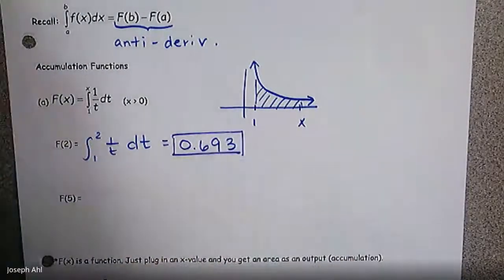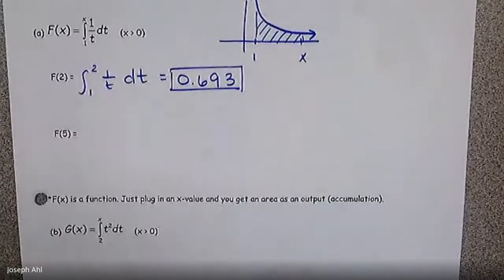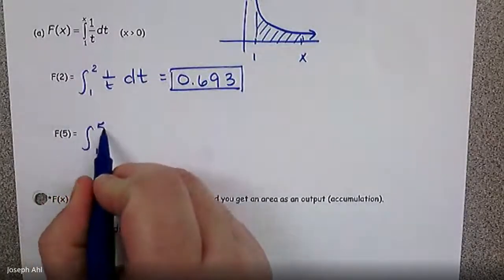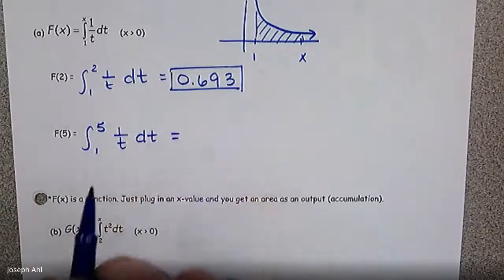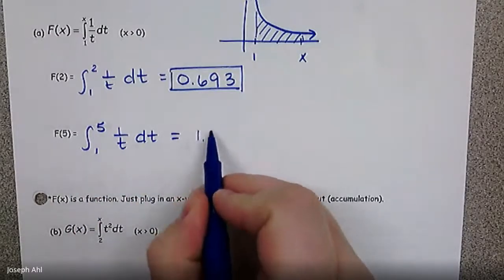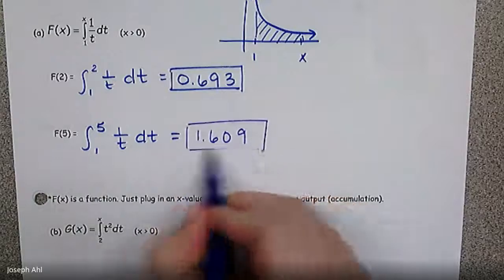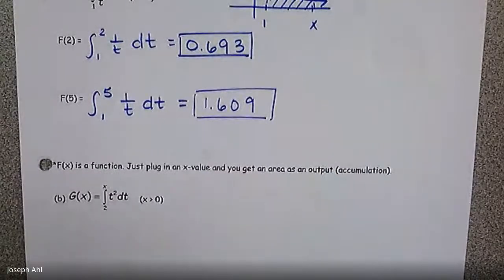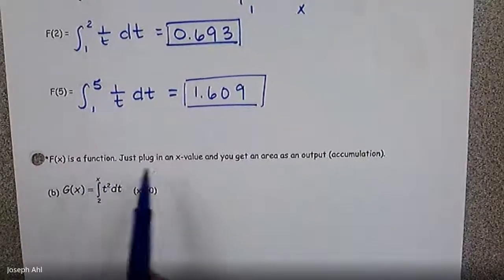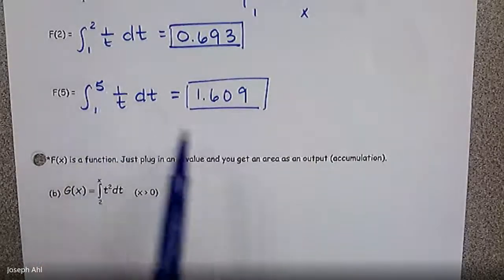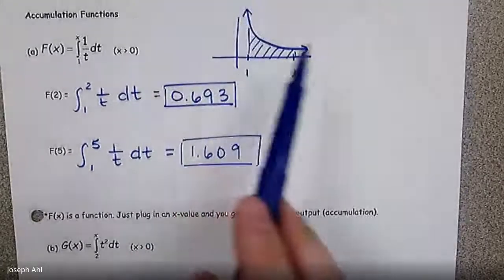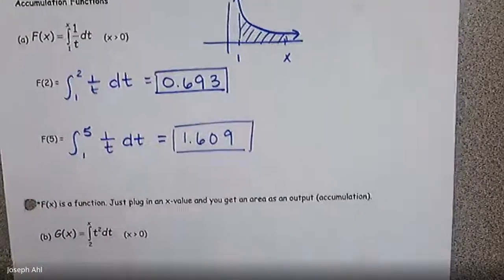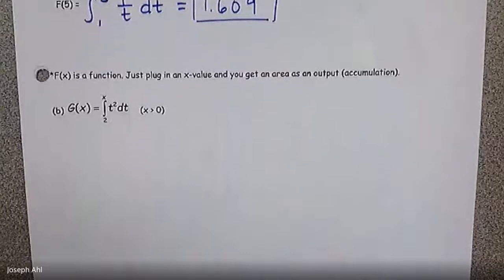So we can evaluate accumulation functions pretty easily, right? Very similarly, F of 5 would be 1 to 5 as the upper bound now of 1 over t dt. And that's going to be approximately 1.609. Okay. So since F of x is just a function, we plug in our value of x. And what's interesting is we're not getting that y value that we're used to getting. We're getting an area as an output. It's the accumulated area underneath the curve. That's what's outputted for this function defined as capital F of x.